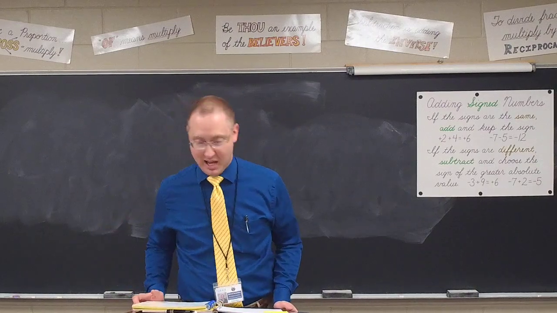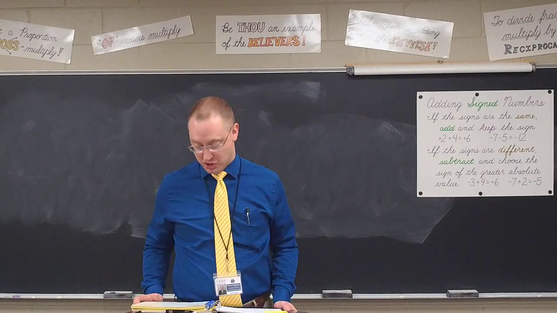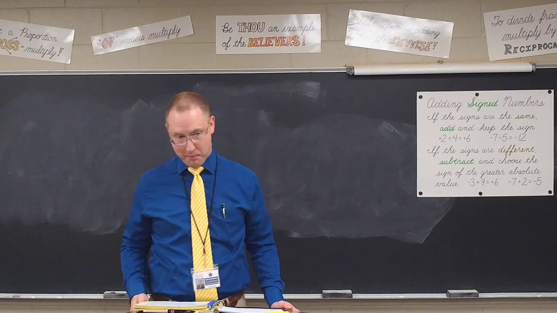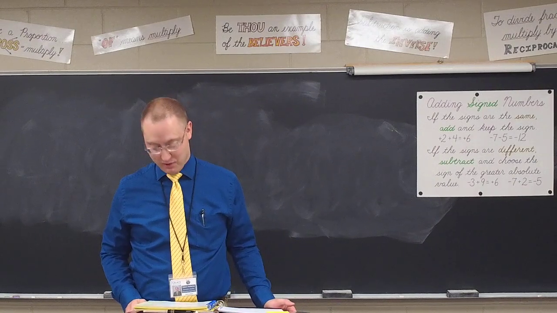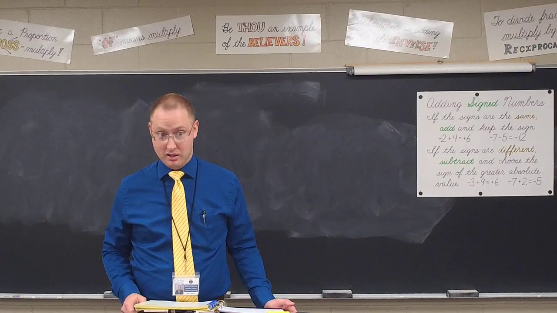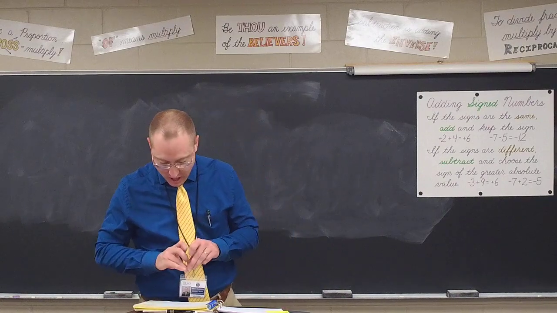Number 5. Signs are different. What do we got to do, Michael? Subtract and choose the sign of the greater absolute value. And what'd you get? Negative 1. Negative 1. Number 6, Elaine. Signs are the same. What do we got to do? Add and keep the sign. Very good. And what did you get for your answer? Negative 22. Yeah, pay attention. We're going in order here. I'm not trying to go out of order and throw you off or anything.